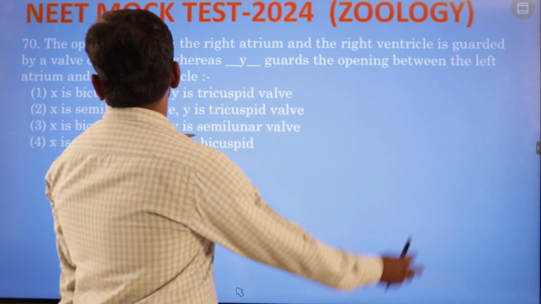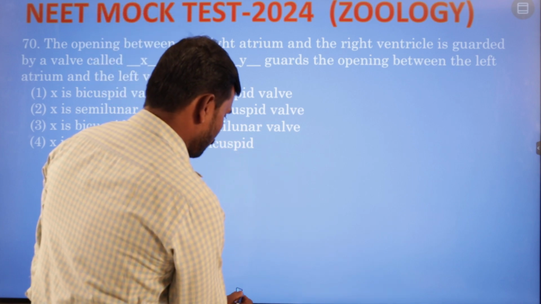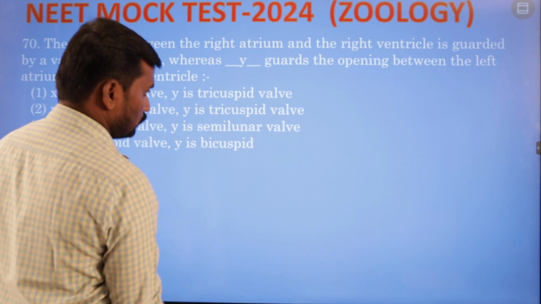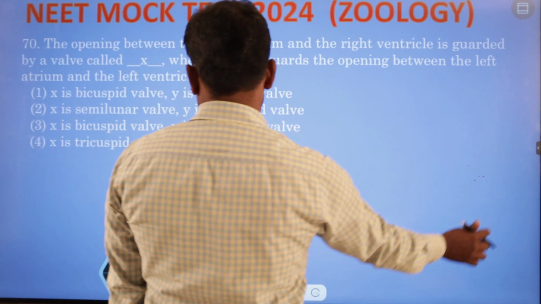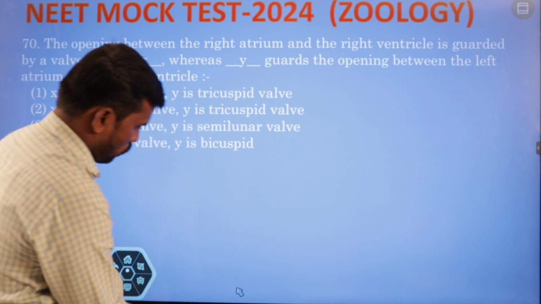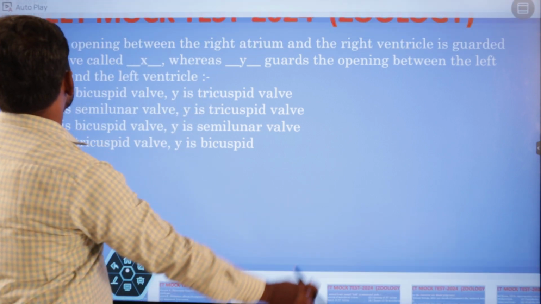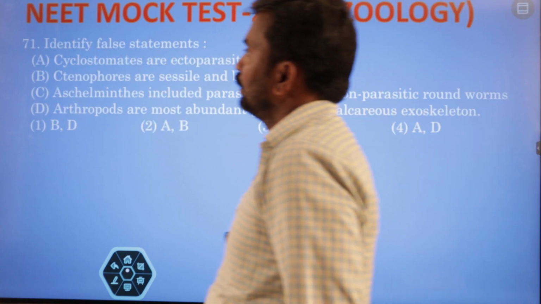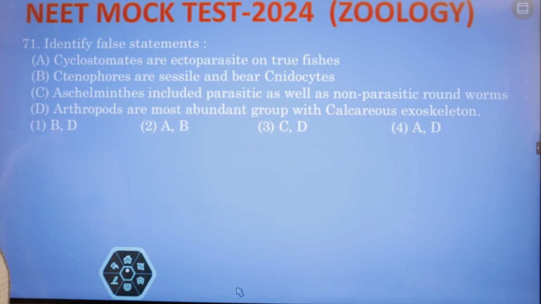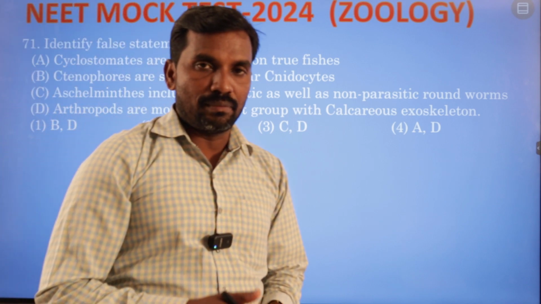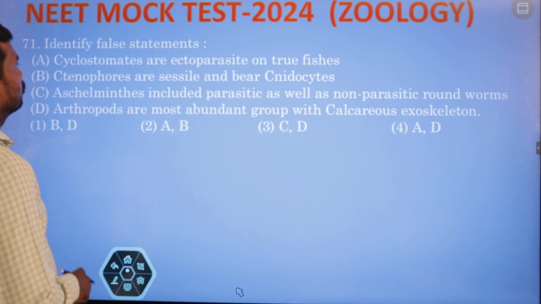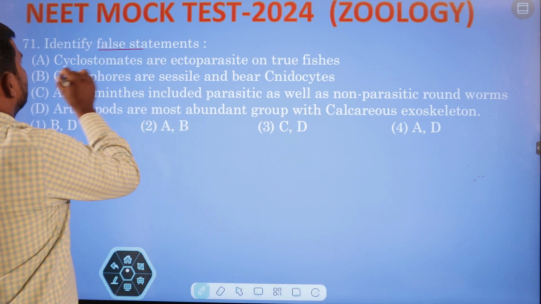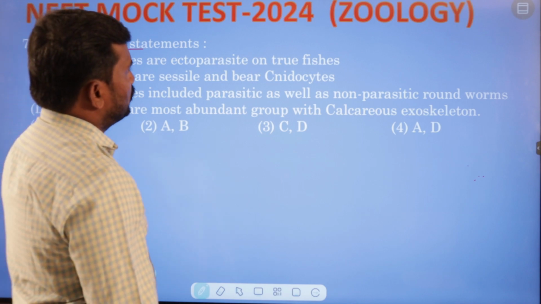Question number 71. Identify the false statements. This question comes from the kingdom Animalia, the animal kingdom. So you know very well which is false. This is not a correct statement. You know very well cyclostomata are ectoparasites.